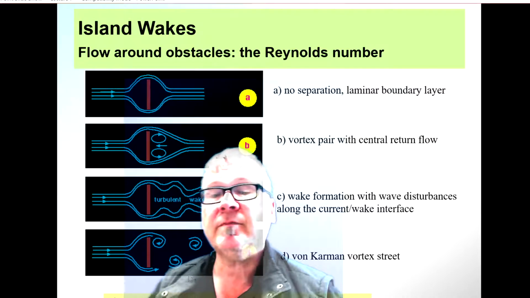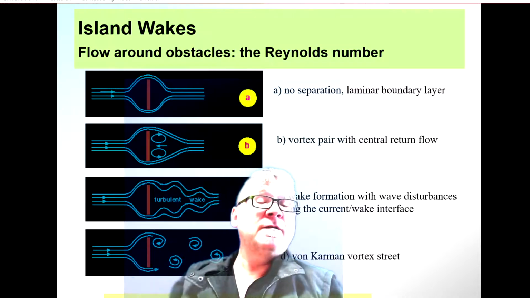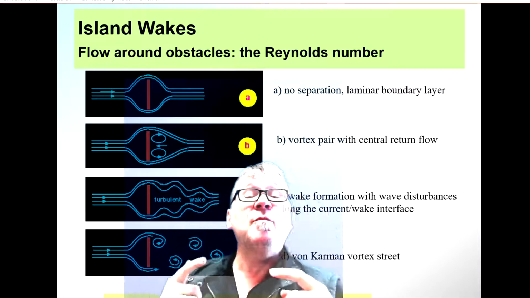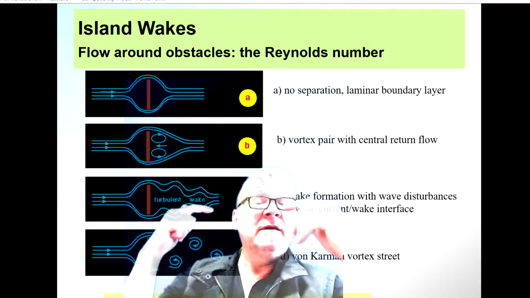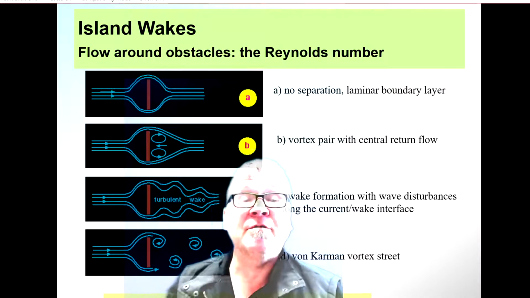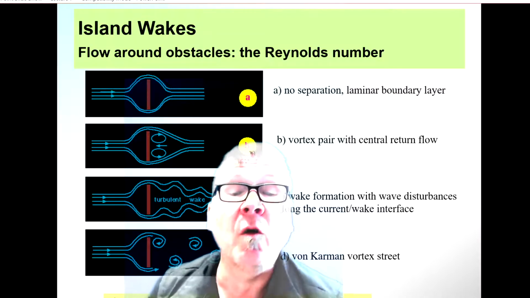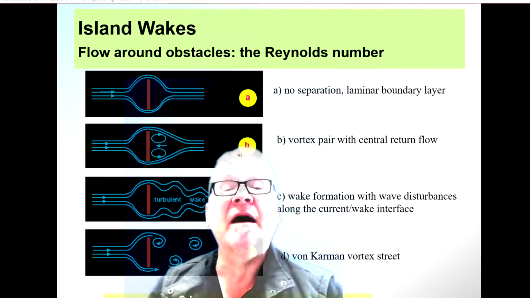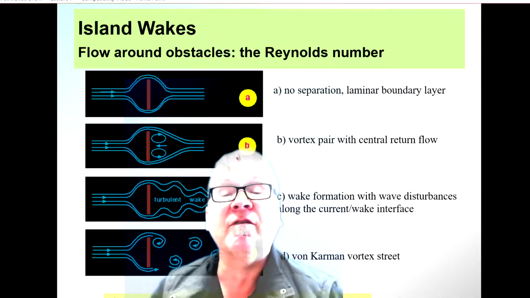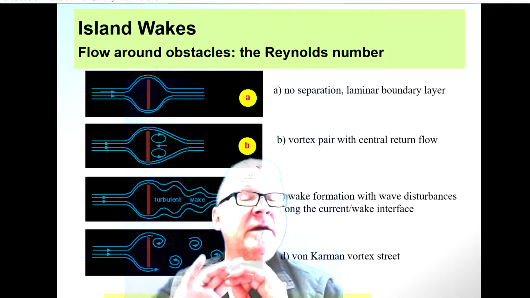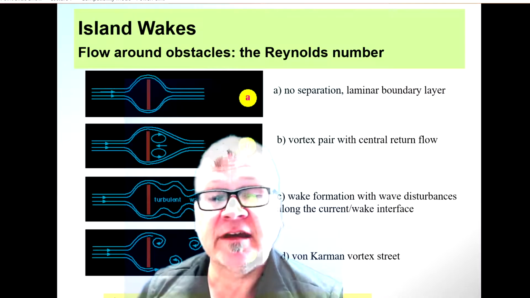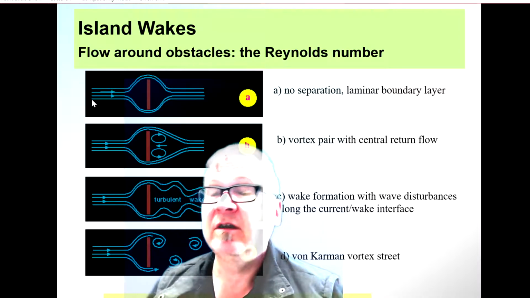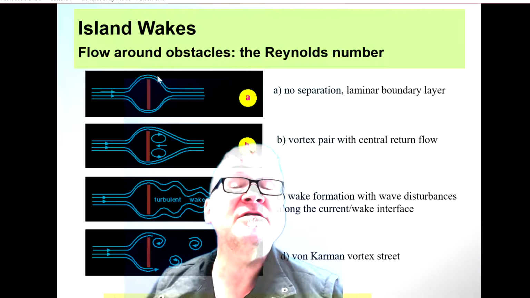Look, different dynamics, and they start from top to bottom, representing an increase in the Reynolds number. When the Reynolds number is very low, you get a smooth flow, a so-called laminar boundary layer, laminar flow. Okay? And essentially, we look from above here. No separation, laminar boundary layer, just smooth flow that goes around your obstacle.